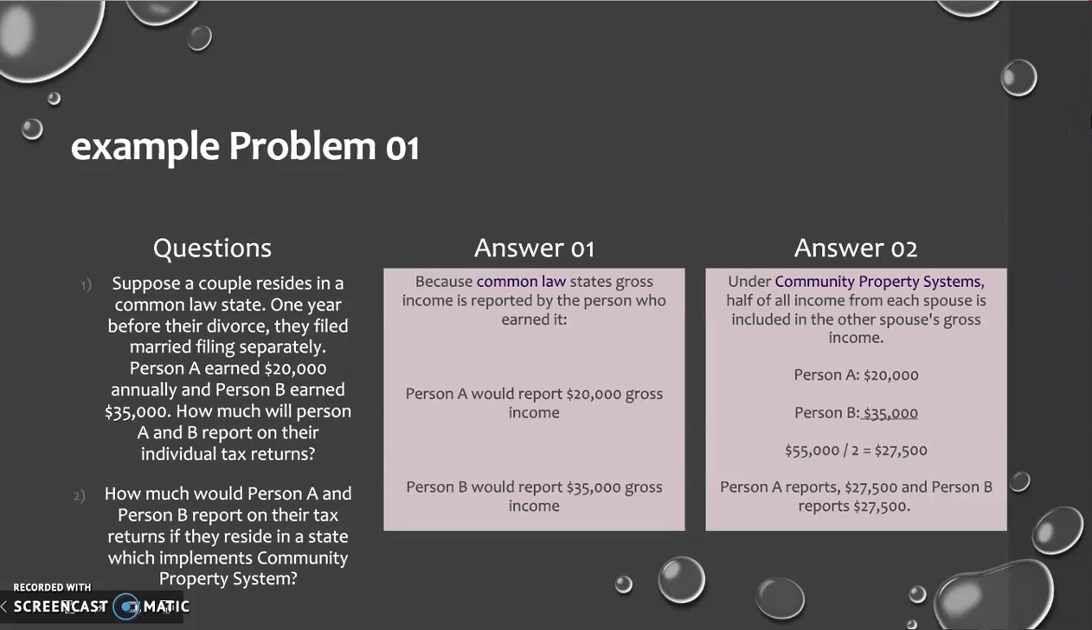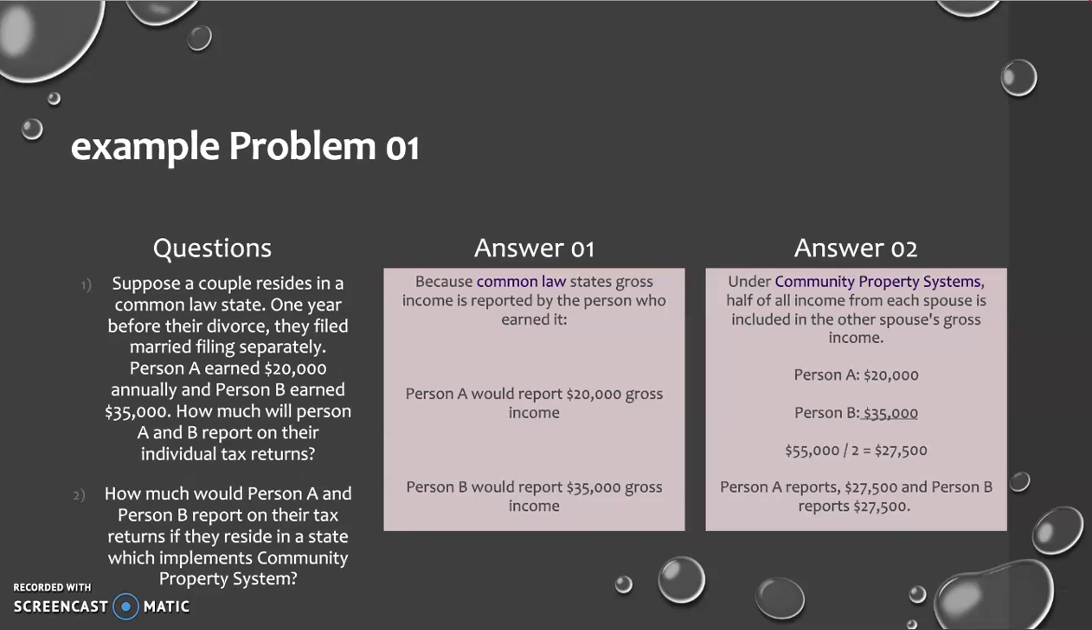So let's look at an example problem regarding the community property systems. So suppose a couple resides in a common law state. 1 year before their divorce, they filed married, filing separately. Person A earned $20,000 and person B earned $35,000 annually. How much will person A and person B report on their individual tax returns?